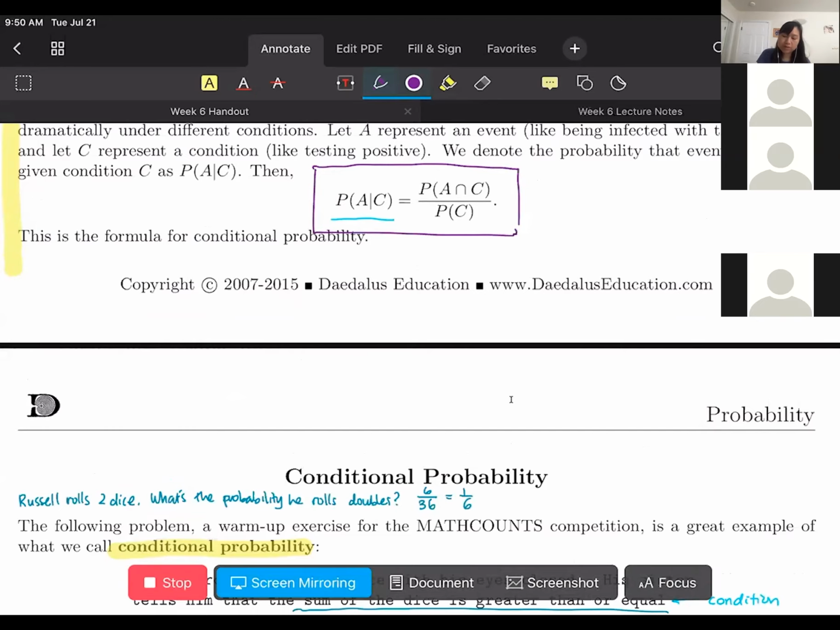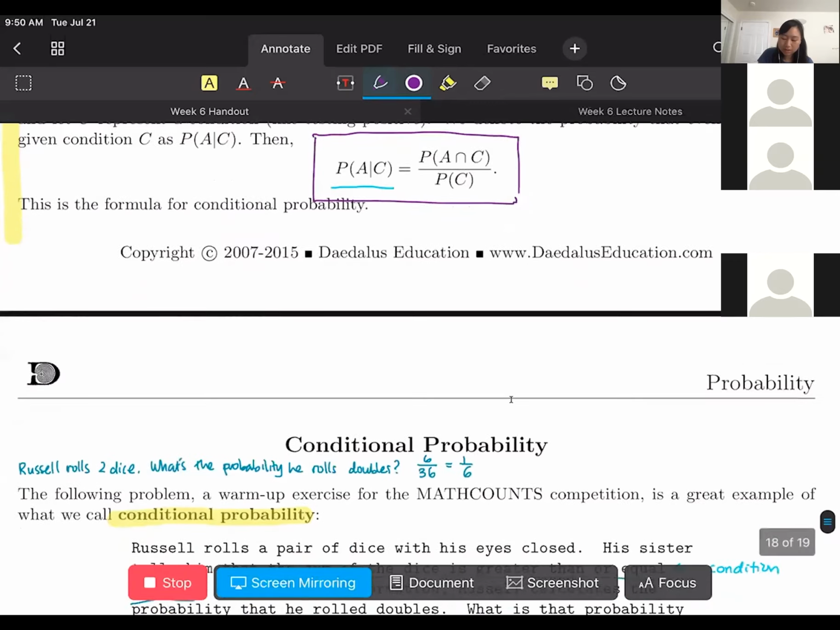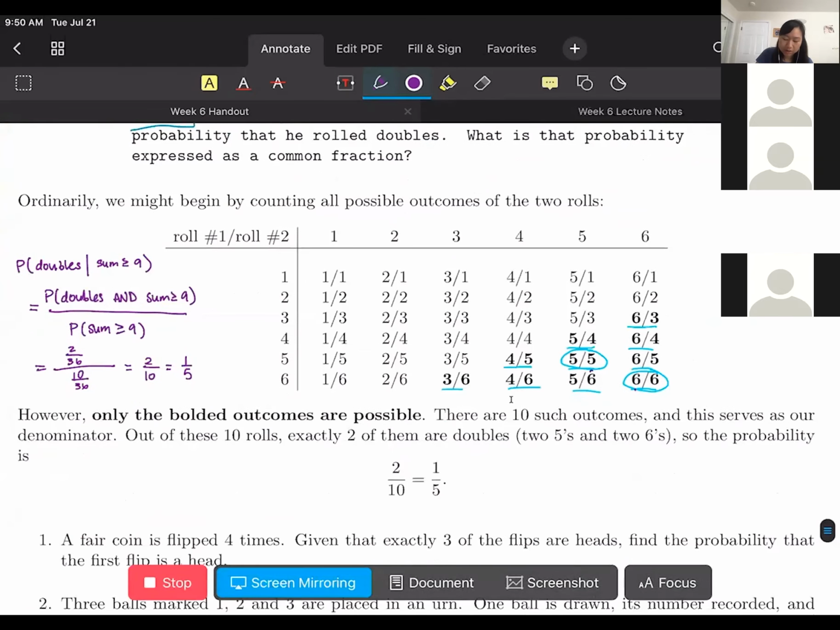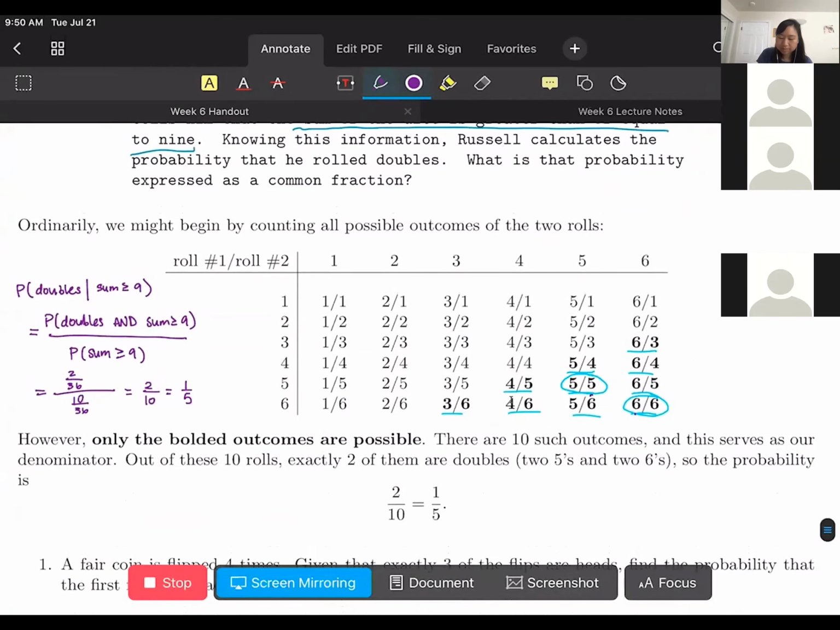And then oftentimes we can take a shortcut by canceling out the denominators, if you will. So in this case, we didn't actually have to calculate over 36. We could just basically say, what are the outcomes in which this condition is true? And what are the outcomes in which the condition and the event we're looking at can happen, and divide them. So sometimes you might want to go back to the formula. Sometimes you could count it directly, but ultimately they'll give you the same answer.